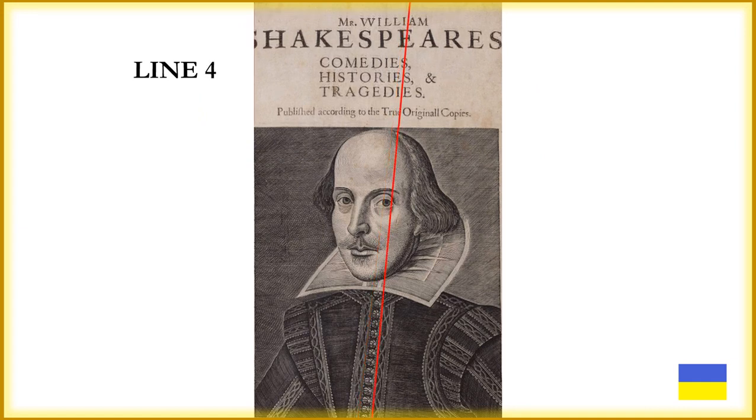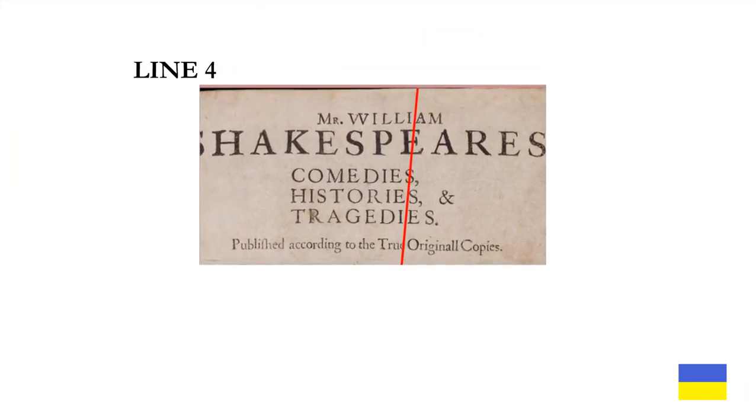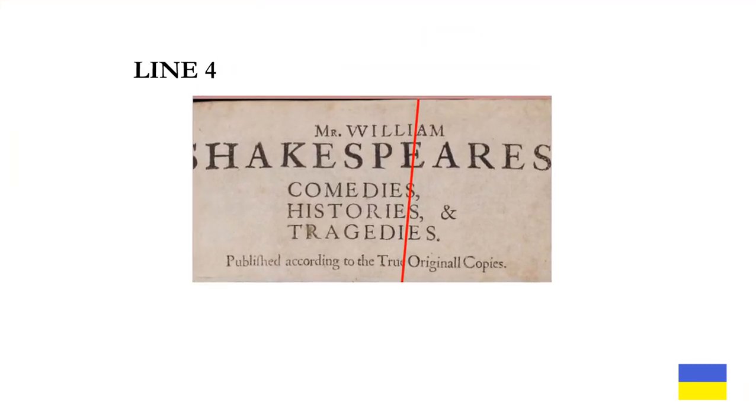Line 4. This line goes between the I and the A in William, goes through the second E in Shakespeare's, through the S in comedies, or yes, between the E and the S in histories, between the I and the E in tragedies, and straight through the middle of the E in true.